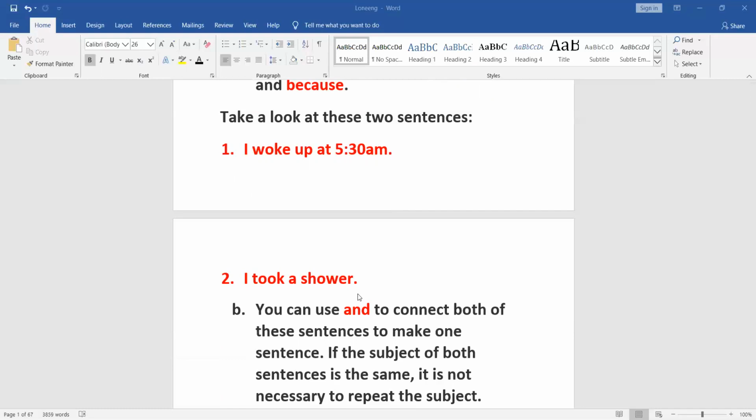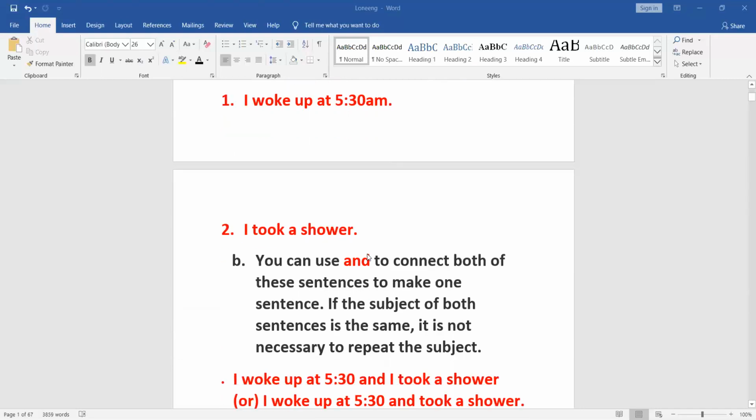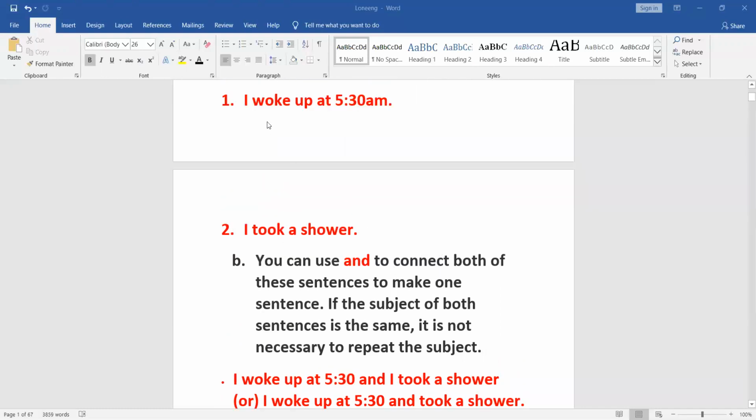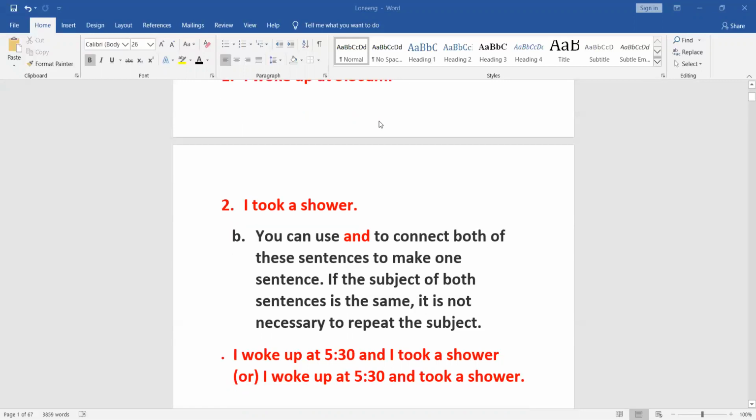Nevertheless, if you want to put both these sentences together and make one sentence, then you need to add a conjunction. So, you can use and to connect both these sentences. And if the subject of both the sentences is the same, then it is not necessary to repeat the subject. For example, I is the subject. I have already told you what subjects are, and mostly in simple sentences, it will be in the beginning. So I is here, it's the subject and it's repeated. So when you use a conjunction, you don't have to repeat the subject.